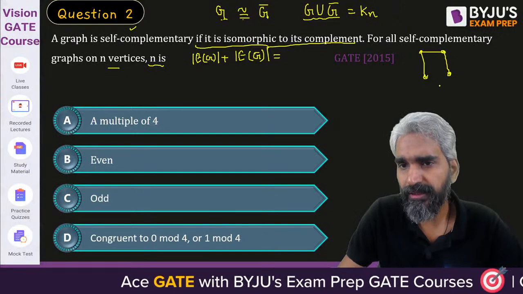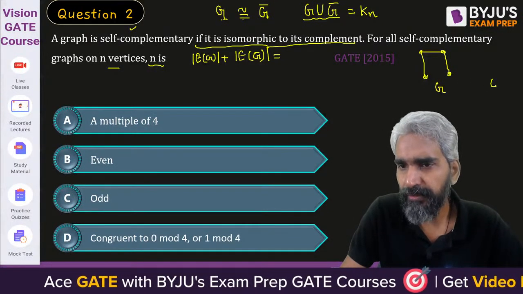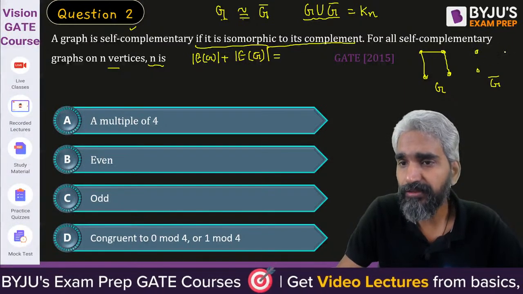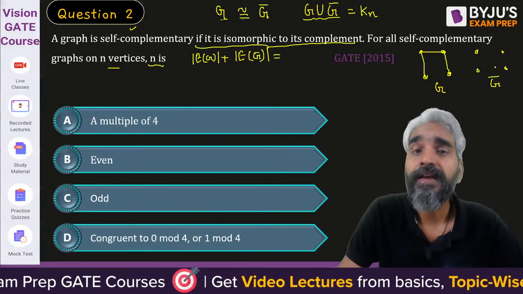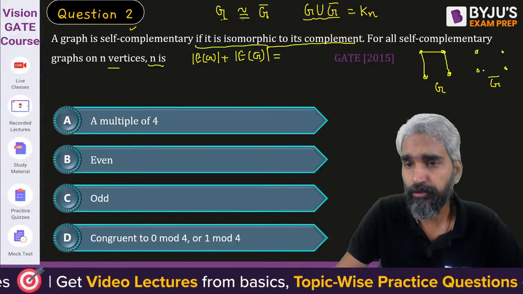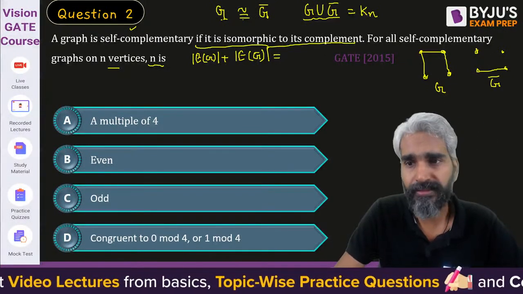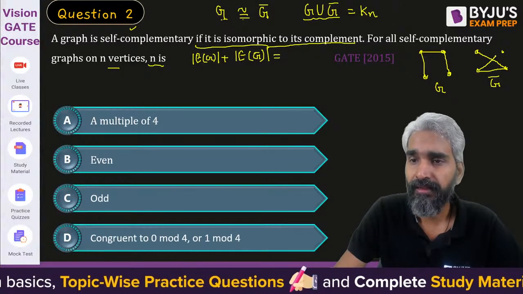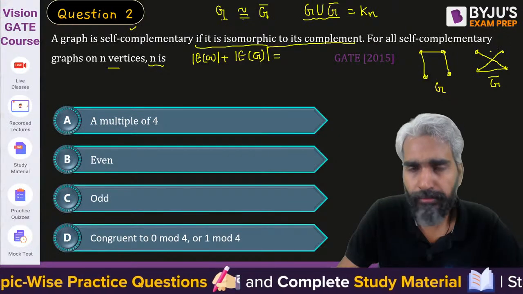So let's assume that this is my G. What will be a G bar? G bar will be a graph with the same vertices as G. Take the same vertices, and an edge will be present if and only if that edge is not present in G. So this edge is not present in G, so it will be present in G bar. This edge is also not present in G, therefore it will be present in G bar. This edge will also be present in G bar.